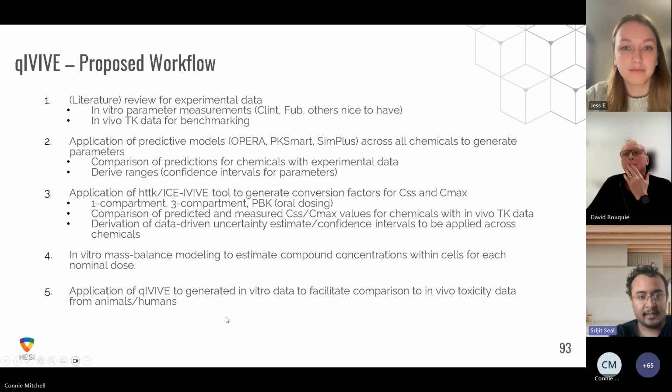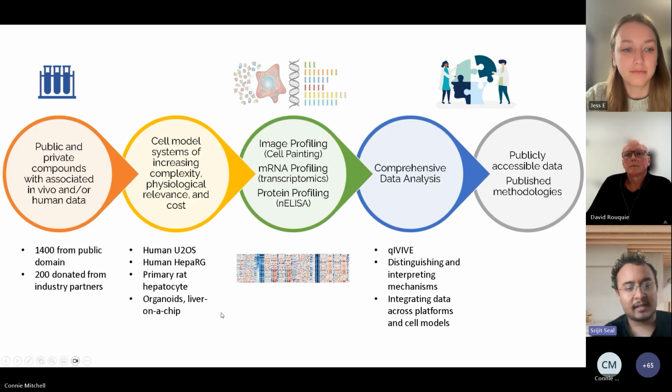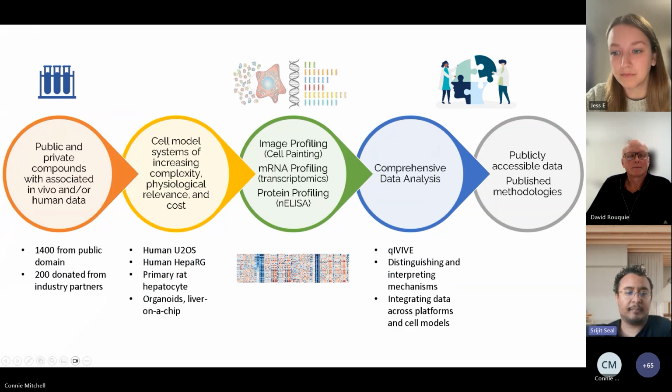Let's go to the next slide. Yeah. So the way the compound selection happened, yeah, let's stay here. The way the compound selection happened was we gathered 1,400 compounds in the public domain last year, and we are getting another 200 from industry partners, which are different from the public domain compounds.